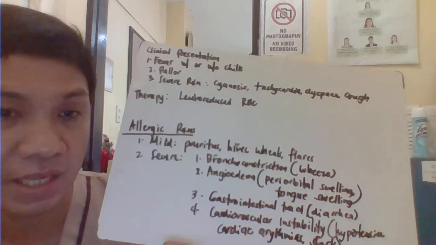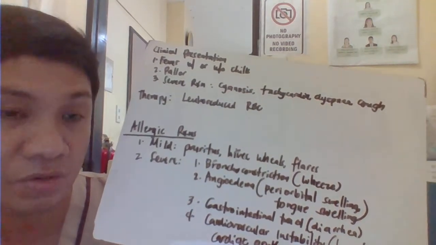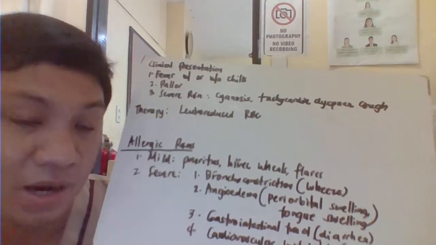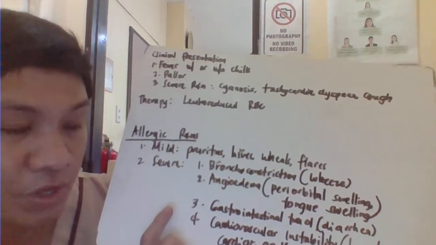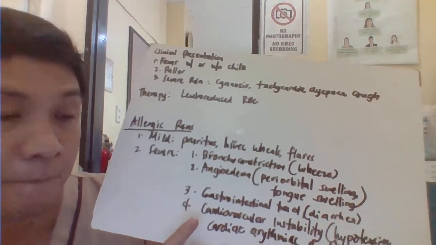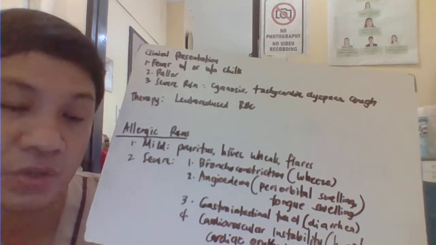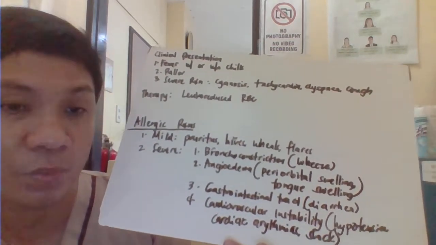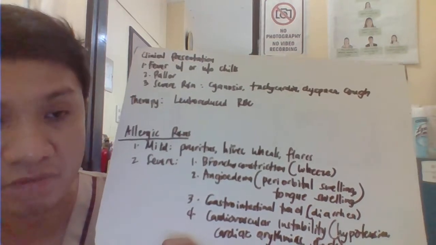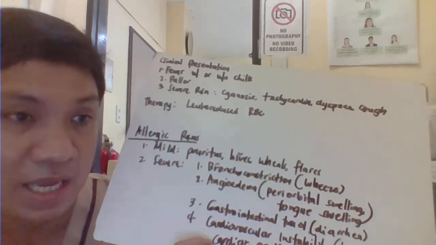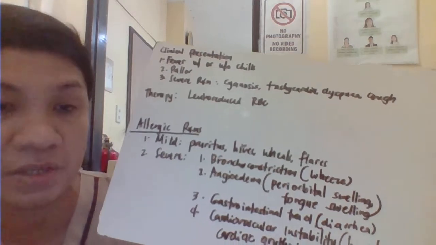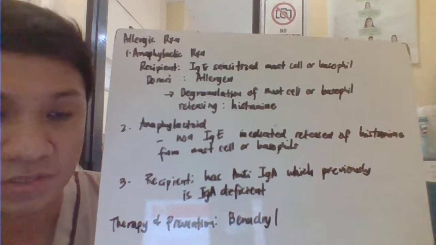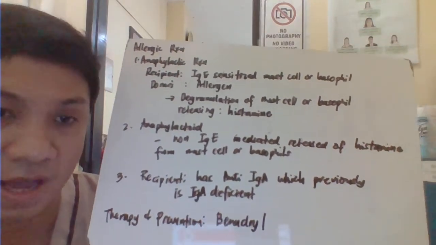Allergic reaction can range from mild reactions like pruritus, hives, wheals or flares, or erythema, that's a redness, to severe manifestations like bronchoconstriction, wheezing, angioedema with tongue swelling, gastrointestinal manifestations with diarrhea, and you could also develop cardiovascular instability, cardiac arrhythmias, hypotension, and shock. Okay, our allergic reaction could be in the form of an anaphylactic reaction.